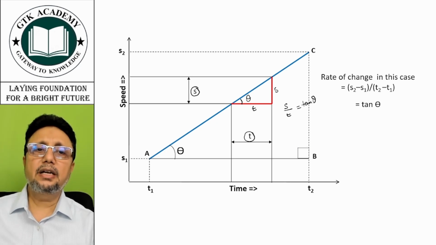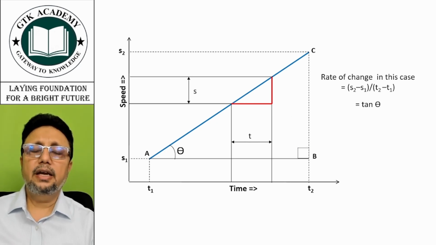So you can see that the rate of change in this particular case is the same throughout. The reason, I think most of you must be clear, is that the rate of change is the same because it is a straight line. The relation between speed and time is being depicted by a straight line.